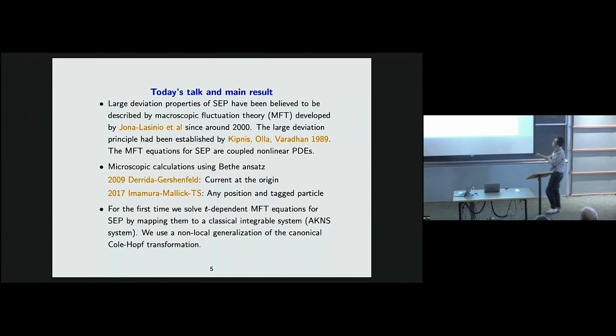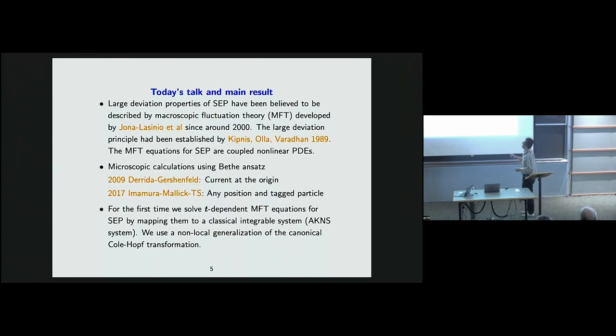But anyway, the net result of this MFT for the case of SEP is that the large deviation is described basically by using an optimal solution to the so-called MFT equations. And the MFT equations for SEP are coupled nonlinear PDEs. So this has been considered to be difficult, right?